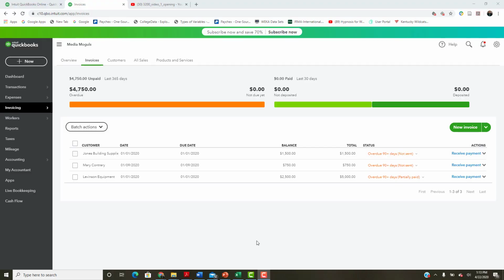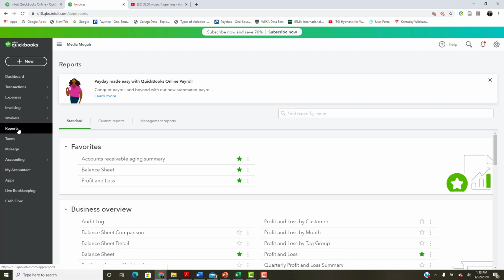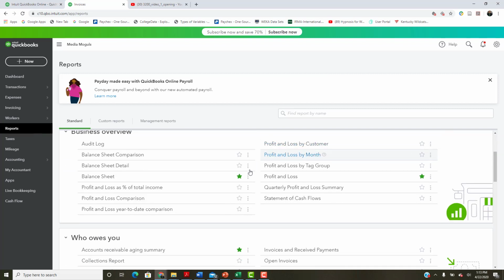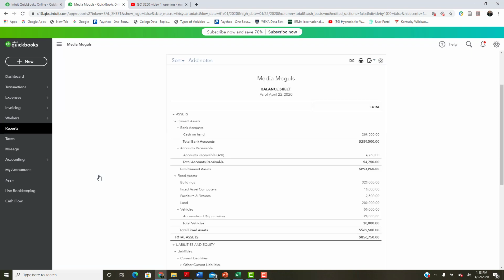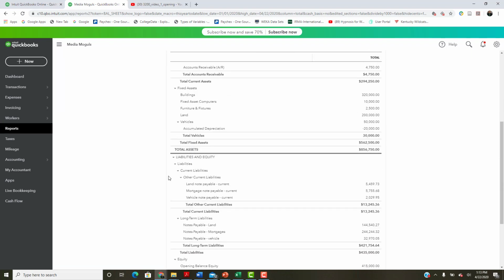Okay, let me just go back over here for a second. Let's take a look at some of these reports. And one of the things that I did already, let me just show you. This is the balance sheet. Now, the balance sheet has changed. And when I looked at it initially, it was 850,000.